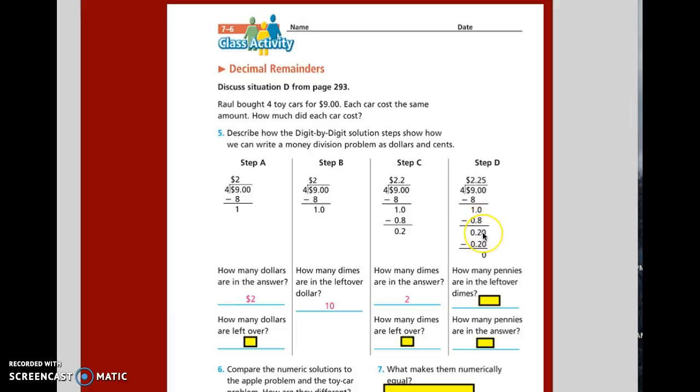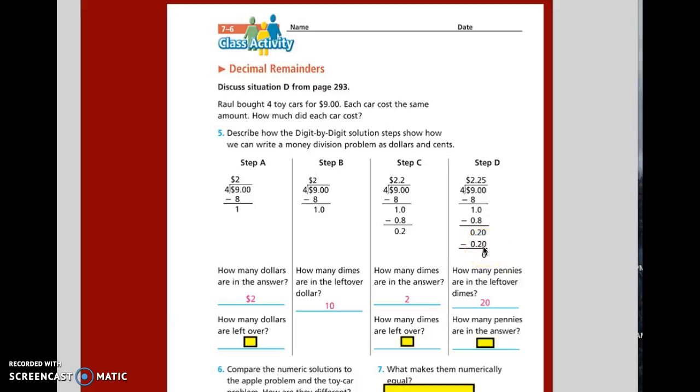This time it's 4 into 20, and 4 goes into 20 5 times. Then I multiply. 4 times 5 is 20. I subtract, and I get 0. So how many pennies are left over in the dimes? And the answer is 20.